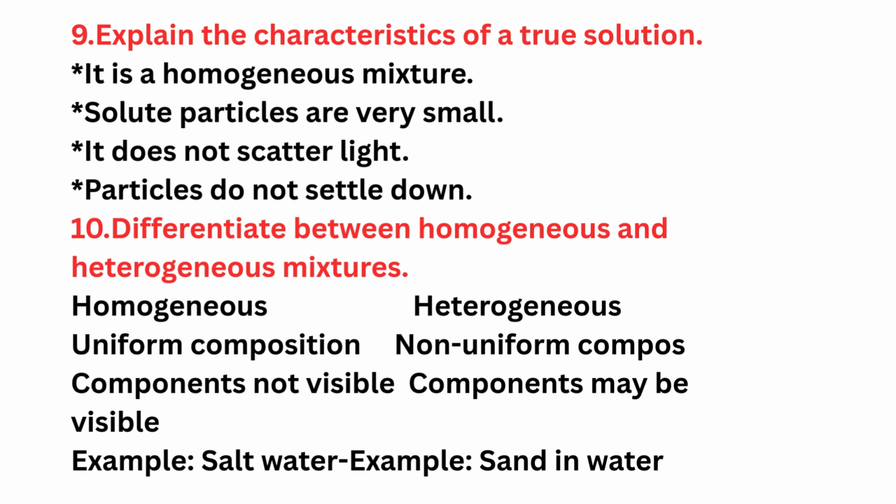Question number 10. Differentiate between homogeneous and heterogeneous mixture. Homogeneous mixtures have uniform composition, heterogeneous mixtures have non-uniform composition. In homogeneous mixtures, components are not visible; in heterogeneous mixtures, components may be visible. Example, salt water. Example, sand and water.